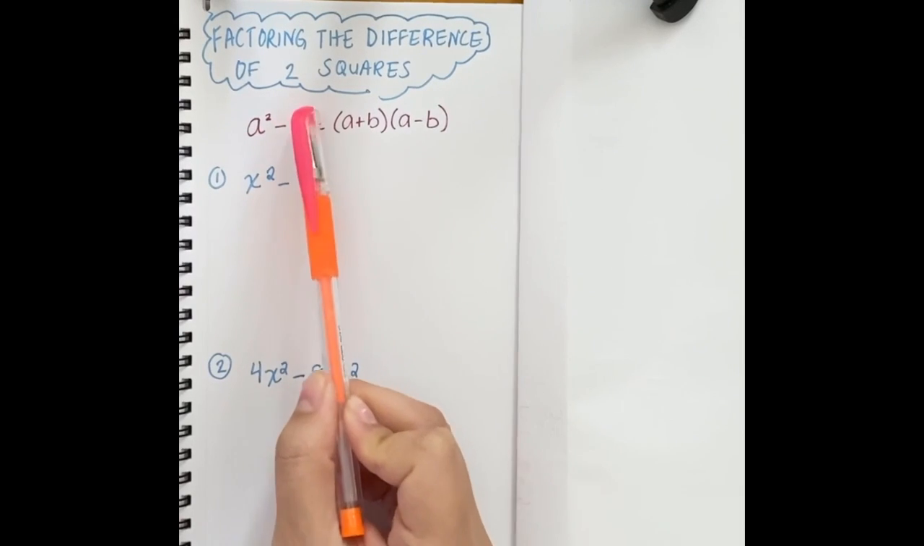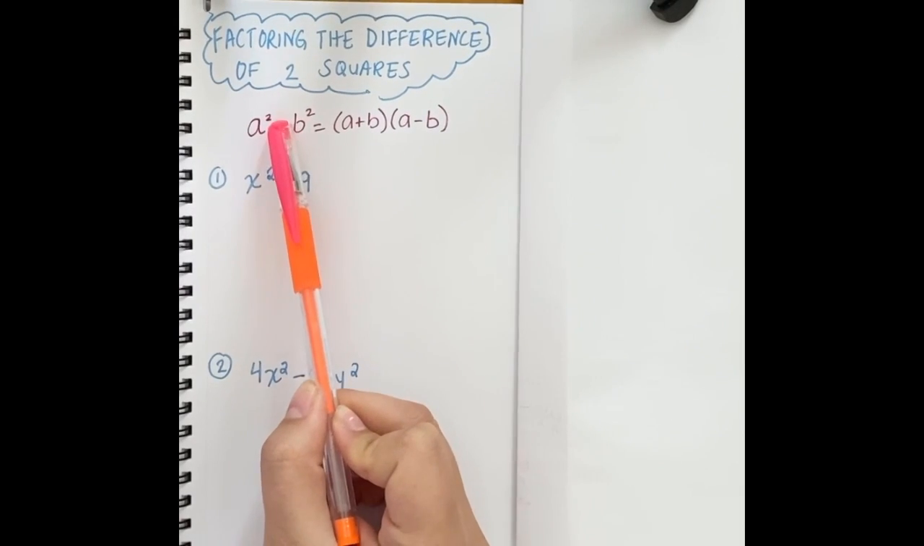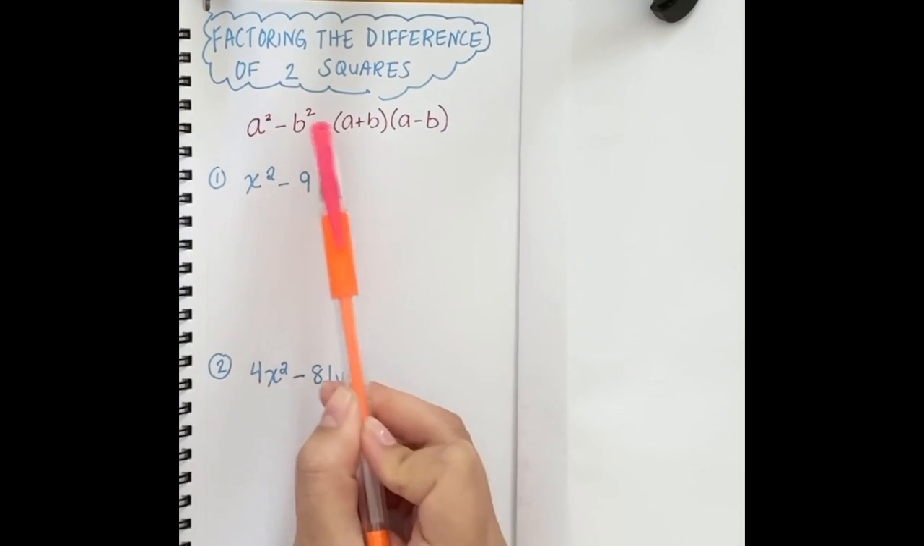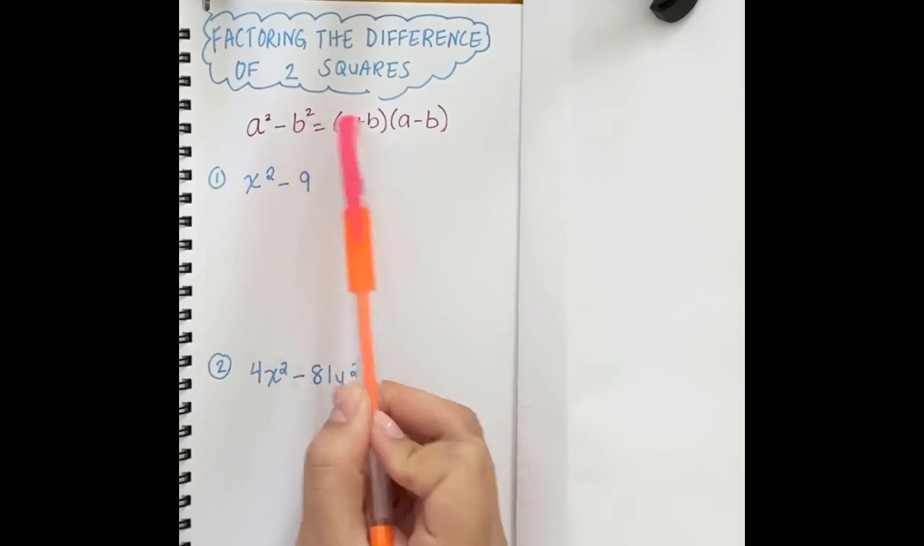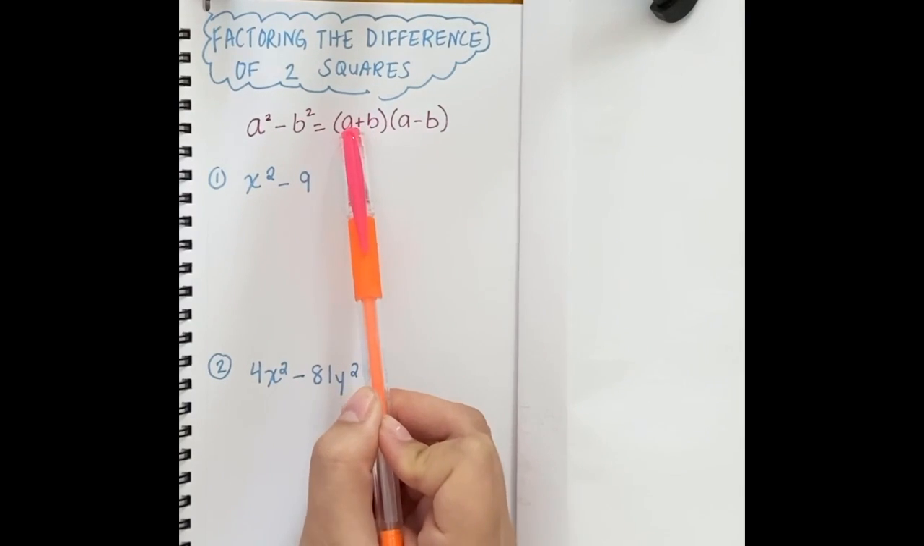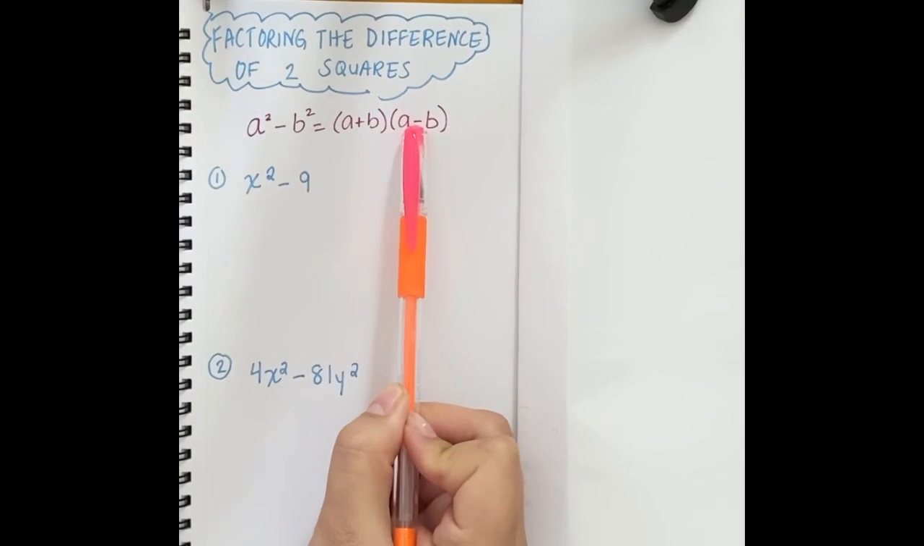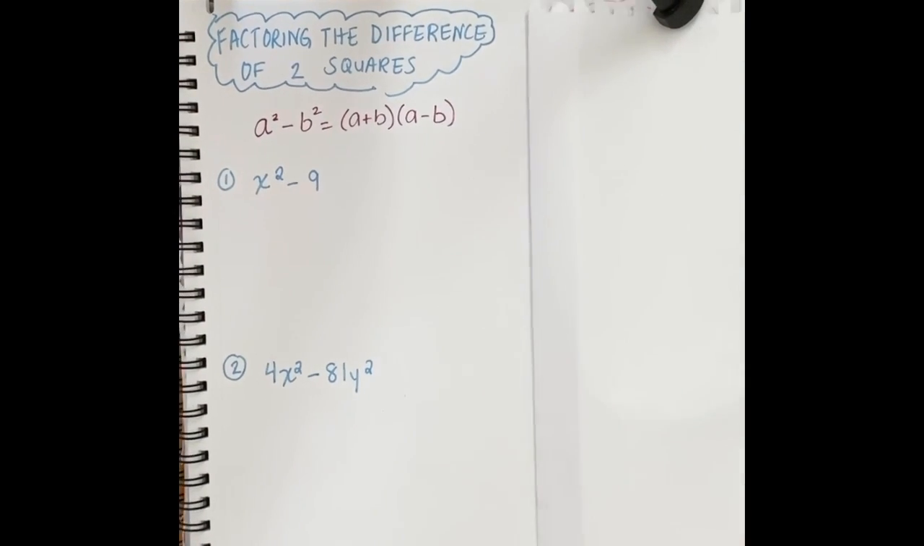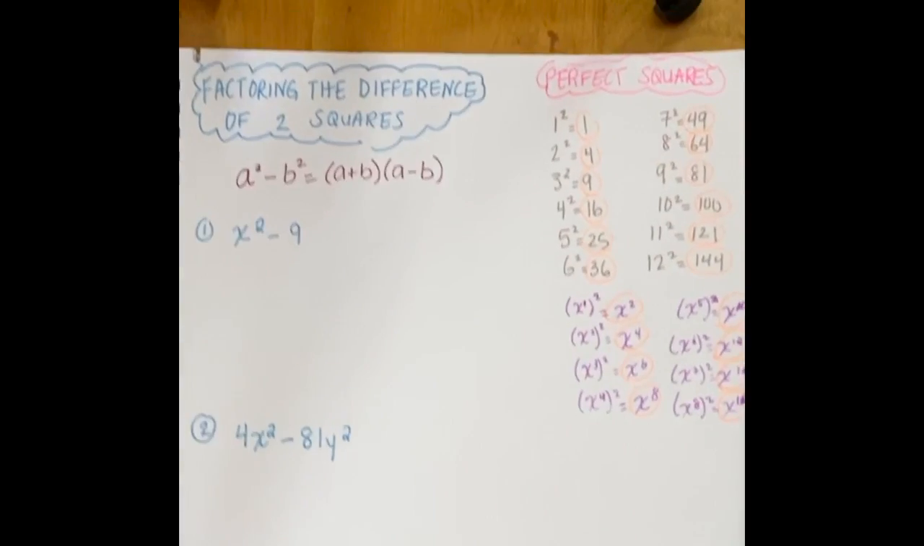If you have two perfect square numbers being subtracted, then you can separate it into their square roots. The square root of a squared is a. The square root of b squared is b, and you'll have one adding and one subtracting. But before you do that, you're actually going to have to know your perfect squares, which I have right here.